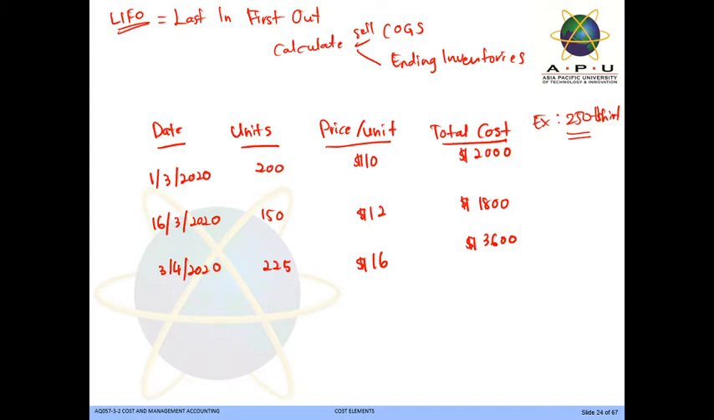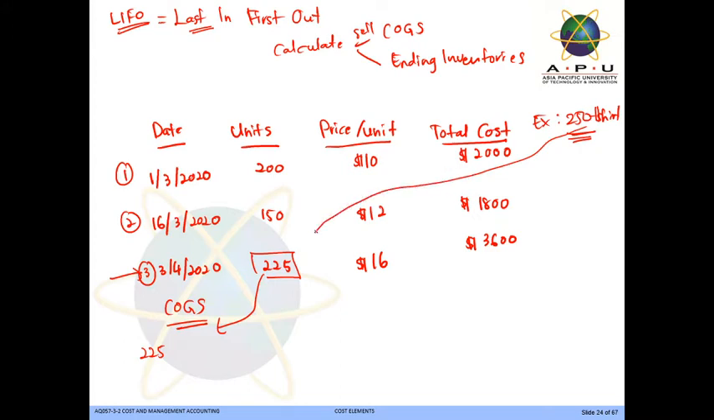Of course, because we are in last in, first out, we take the latest batch, the last batch of inventory that we took into the warehouse. So this is the first batch, this is the second batch, and this is the third batch. We choose this batch. First of all, we want to calculate our cost of goods sold. We take 225 from this batch because we sell 250. Always remember we sell 250. Because this batch only has 225, we take everything: 225 times 16.